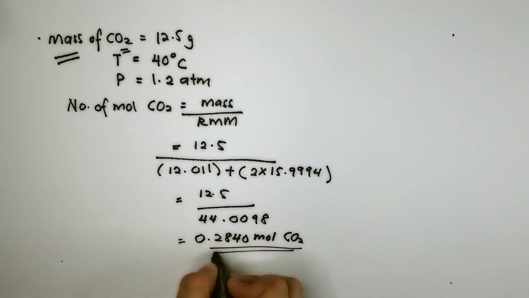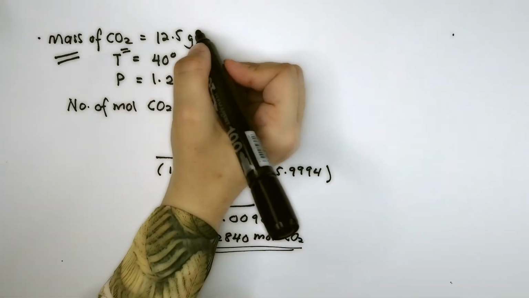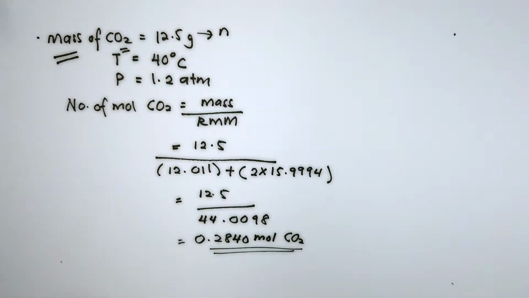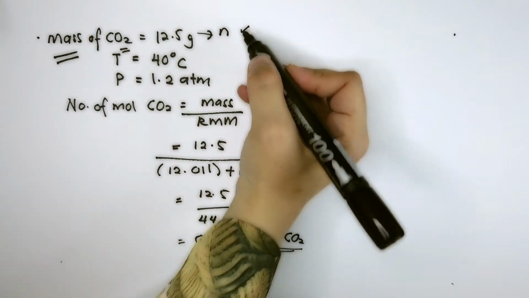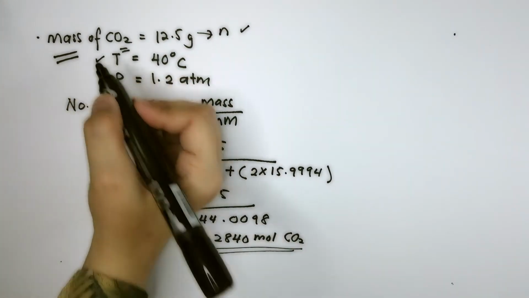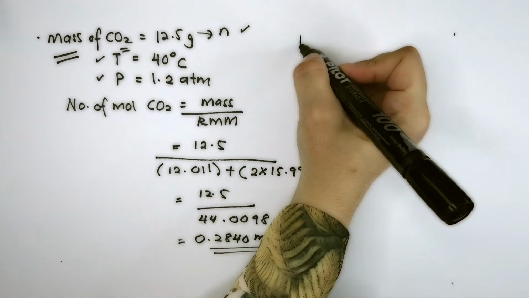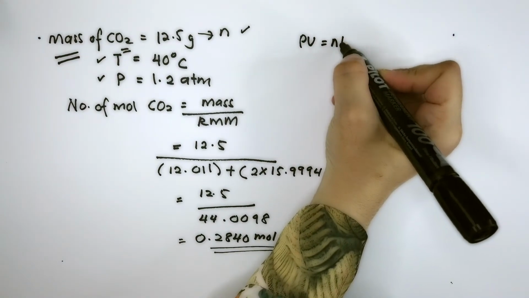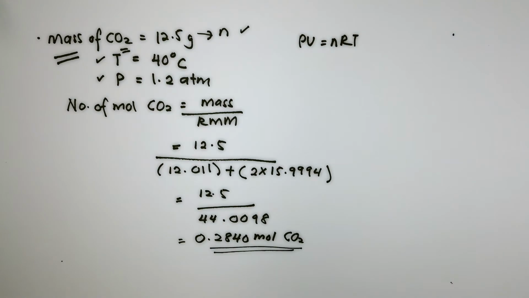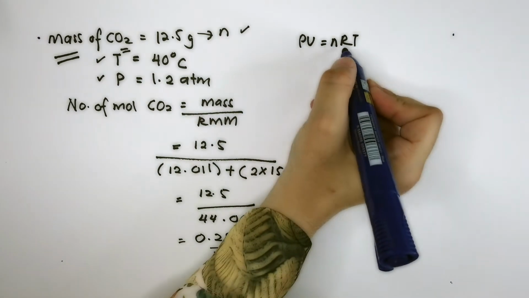Okay, this is the first half of the question. So now you already converted the mass into number of mole. So all you have is the number of mole and temperature and also pressure. So from here, you can predict which one of the formula that you can use to answer the question. So the answer is the formula for the ideal gas law, which is the PV equivalent to nRT. Okay, another thing that you need to bear in mind is the value of R.